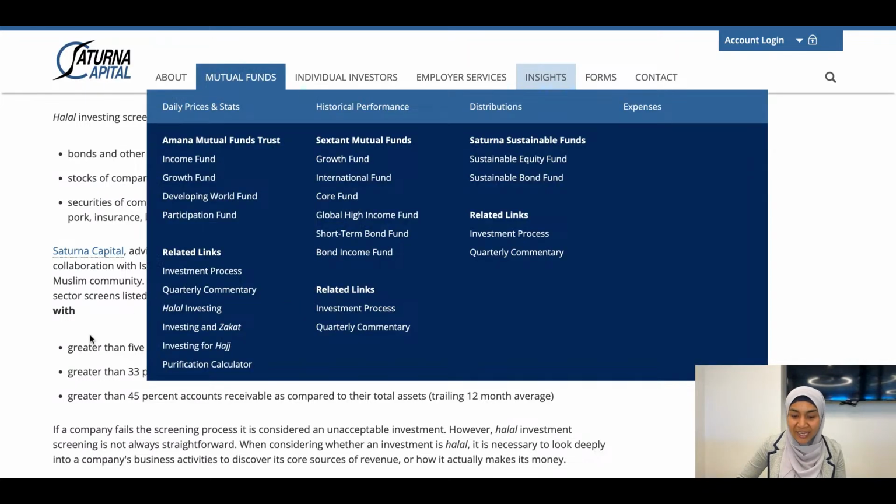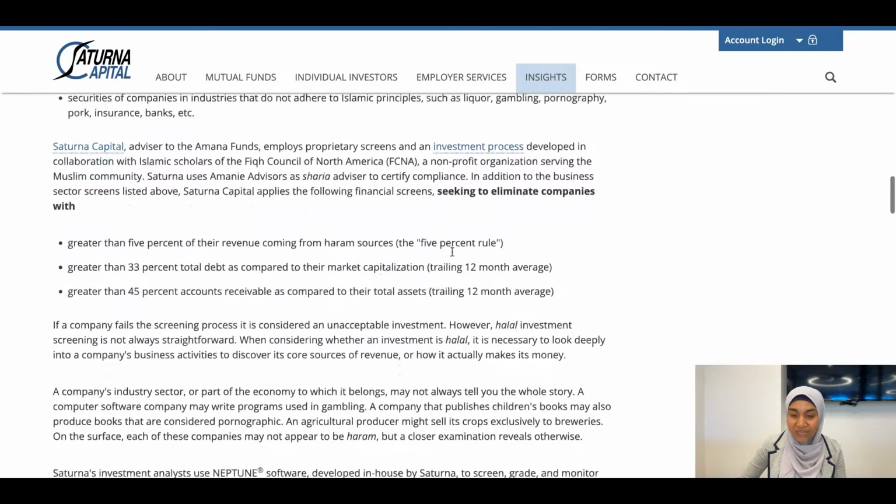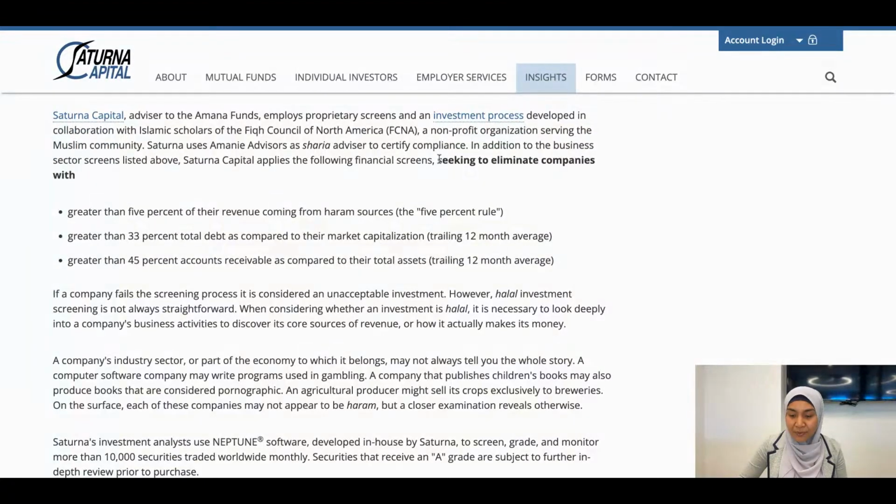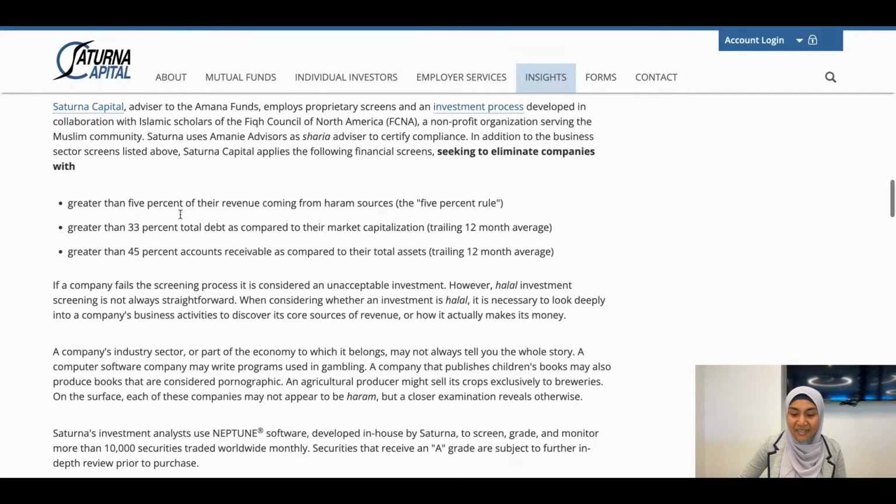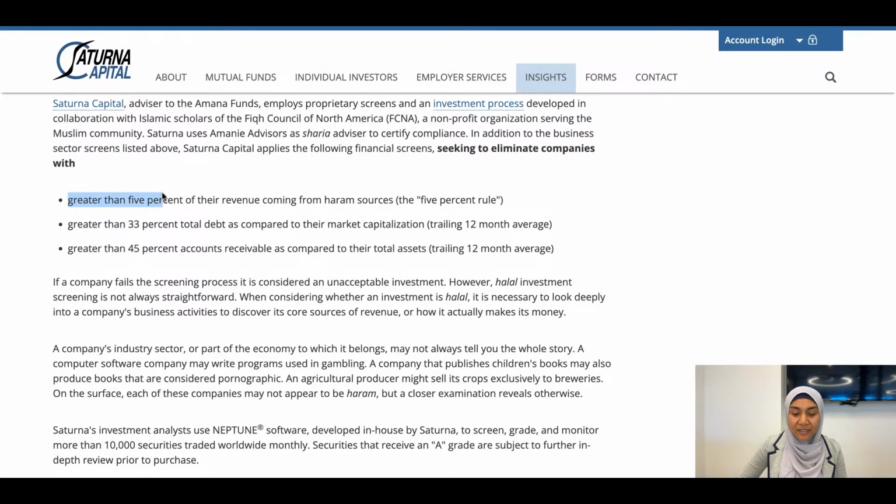So the next aspect of halal investing is, and this relates to that risk aspect again, eliminating companies that have greater than 5% revenue in haram sources. Halal means permissible, and haram means prohibited, for those of my non-Muslim viewers. You have probably heard the word halal in the context of food. It means permissible food. So we're now talking about permissible investing, and companies.